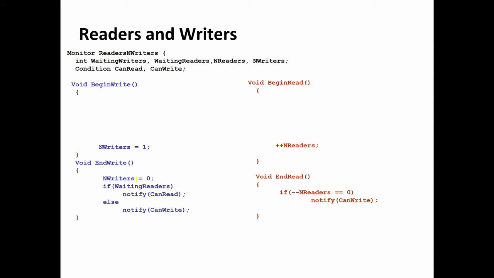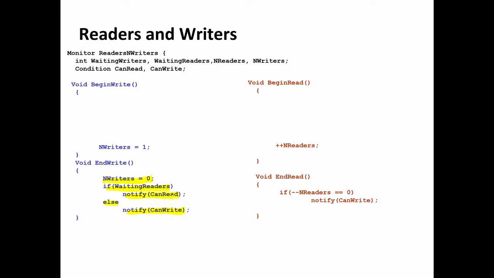When a writer exits, it has to notify other threads who may be waiting for the database. So in this case we said, if there are any waiting readers, then we can say notify can read. So it will wake a reader so that it can then continue its execution. Else we have notify can write.